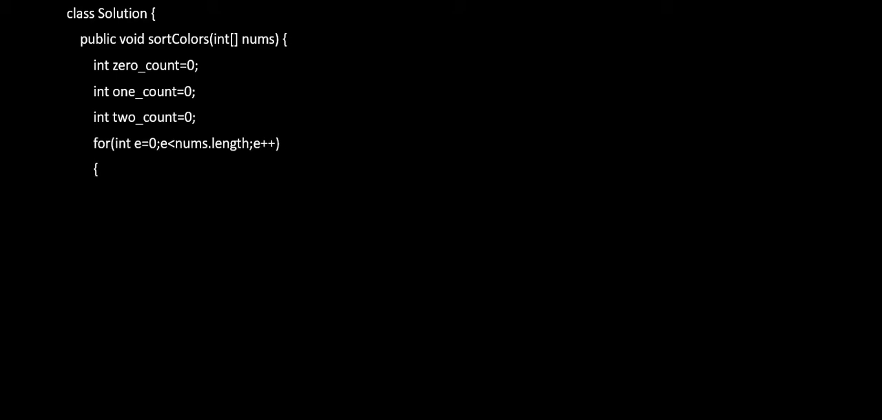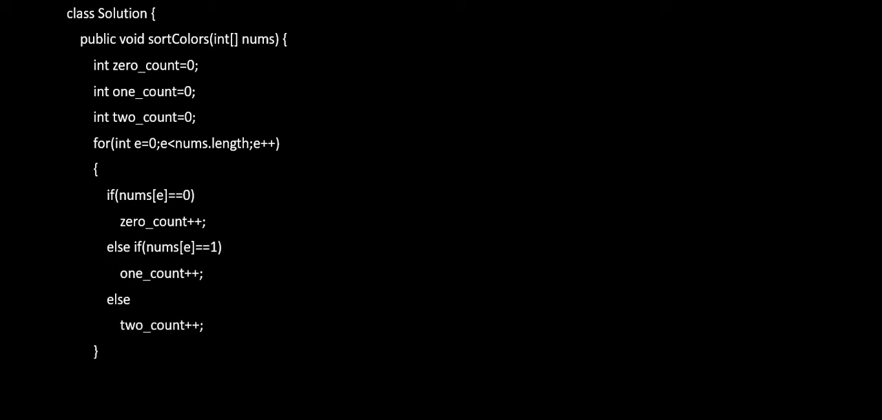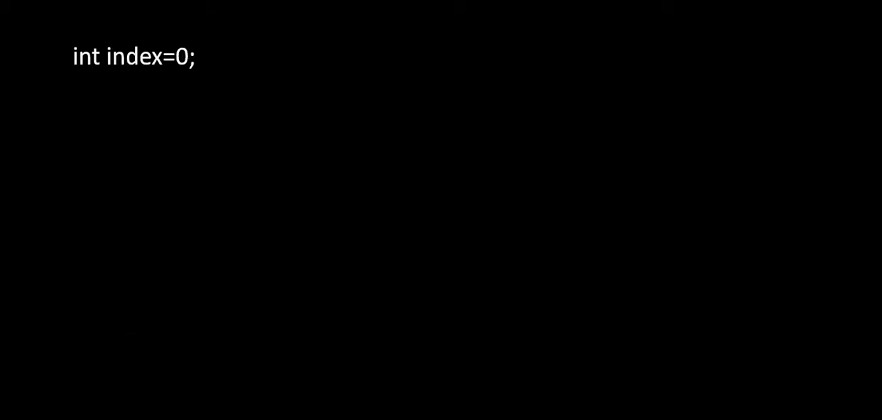Now we will see the code for this problem. First we'll initialize 3 variables, that is 0 count, 1 count and 2 count. These variables will count the number of zeros, number of ones and the number of twos. Now we'll run a for loop from 0 to the length of the array. In this, first we'll put an if condition, that is if the element is 0 then we'll increment our 0 count variable. Otherwise if the element is 1 then we'll increment the 1 count variable. Otherwise we'll increment the 2 count variable.